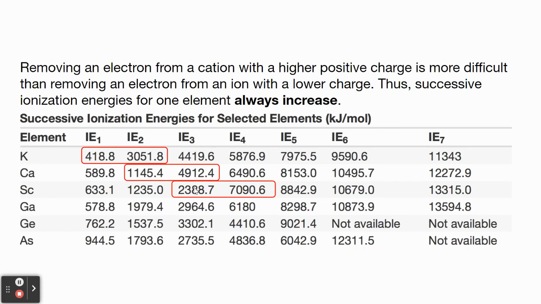So scandium has 3 valence electrons. So here's our first ionization energy. We're removing our first electron. Here's our second ionization energy. We're removing our second electron. Here's our third ionization energy. We're removing our third electron. And then the big jump is from valence electrons to core electrons. So we can figure out how many valence electrons are in a particular atom by looking at what their successive ionizations are.